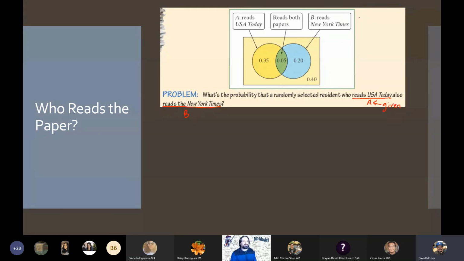To do this effectively, we want to look at our different probabilities here. Probability of A, probability of B, probability of A and B. These are all the options we might need. Based on this Venn diagram, what is the probability that someone reads USA Today? Take a stab at it. What is the probability of event A, that someone reads USA Today?